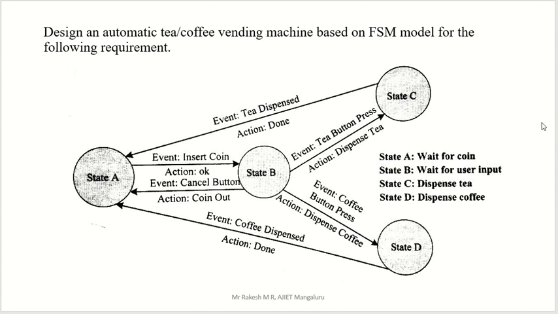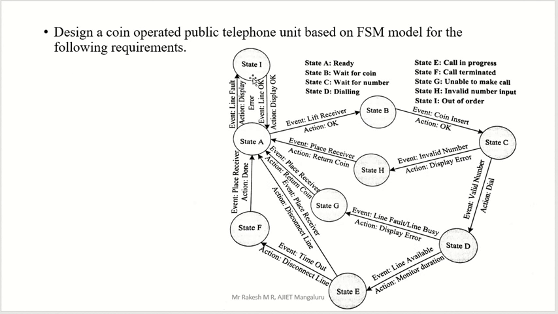So this is your FSM model for the tea coffee vending machine. This is also an FSM model. Here we have events, actions, states. So if they ask in the exam, you have to write this diagram for the tea coffee vending machine. Now we will go for another one, a very important one.